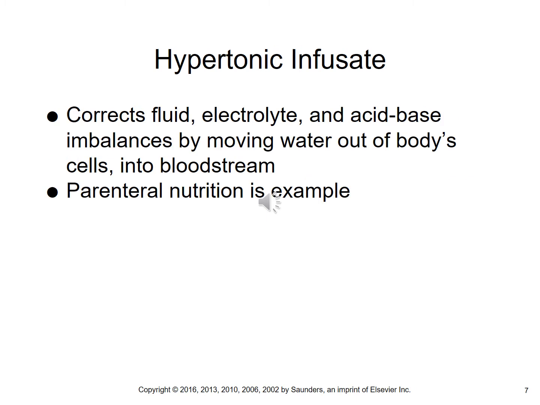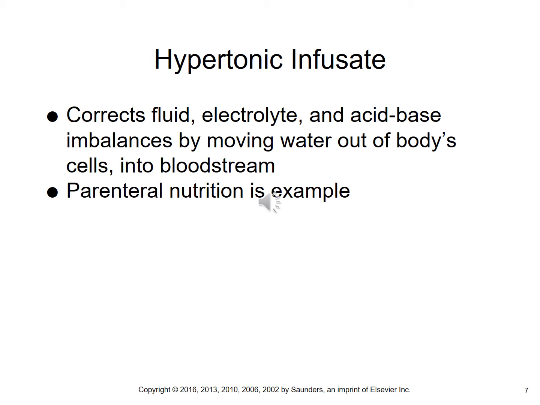Hypertonic solution, we're looking at normal saline 3% or normal saline 5%, which corrects fluid and electrolyte and acid-base balance by moving the water out of the body cell into the bloodstream. So with hypertonic solution, remember, what are you doing to the cell? You are shrinking the cell. So basically you're taking more solvent and pushing it outside. So you're moving water out of the body cell into the bloodstream.